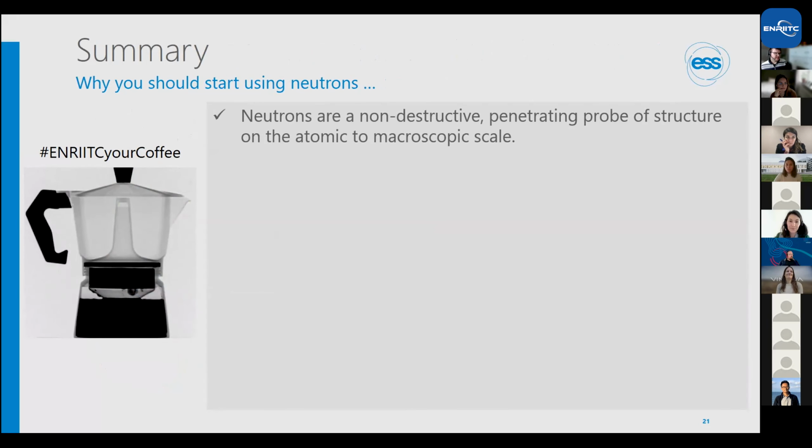And these were the examples. Now there are, of course, plenty more, but given the limited time, I will conclude on this slide, trying to encourage people why they can use neutrons.